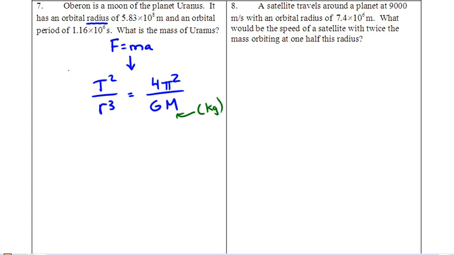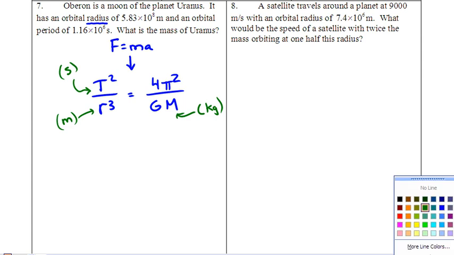But you have to make sure that you put seconds in for the period. So if it was given to you in days, you'd have to change it. And you have to put meters in for the orbital radius. So if they give it to you in kilometers, you'd have to change it. This one would be all ready to go, right? You could drop those numbers in and find out what the mass is.